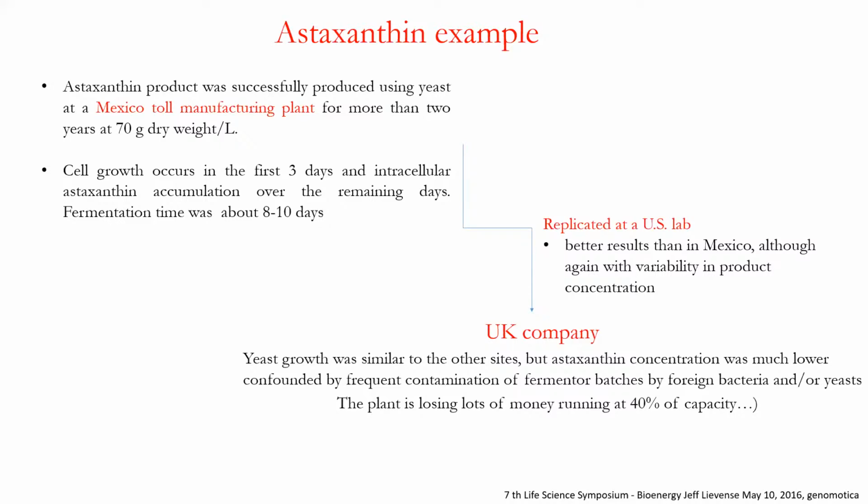The technology was transferred to the UK company, but they found that the yeast growth was normal. The yeast was growing at the same normal rate as in Mexico, but the astaxanthin concentration was much lower, less than 70 gram dry weight per liter. In the meantime, they were also finding contamination in their fermented batches by foreign bacteria and yeast. So their plant was losing a lot of money and running at 40% of capacity. You can imagine that in scaling up, there was a manufacturing plant already producing 70 gram dry weight per liter, but when it was converted to the UK company, there was the same yeast growth, but a lower astaxanthin concentration.